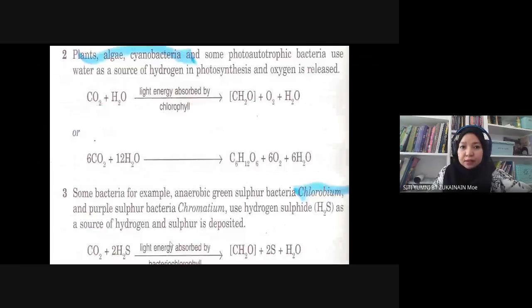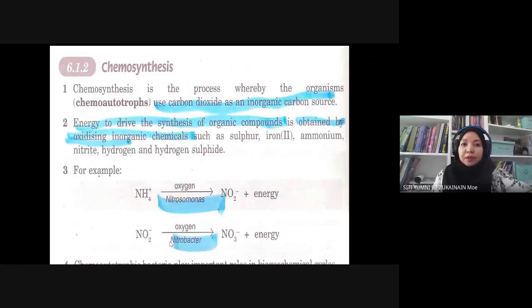Plants, algae, cyanobacteria, and some photoautotrophic bacteria use water as a source of hydrogen ions in photosynthesis, and oxygen is released. For some bacteria, for example, anaerobic green sulfur bacteria Chlorobium and purple sulfur bacteria Chromatium, use hydrogen sulfide as a source of hydrogen, and then sulfur is deposited.